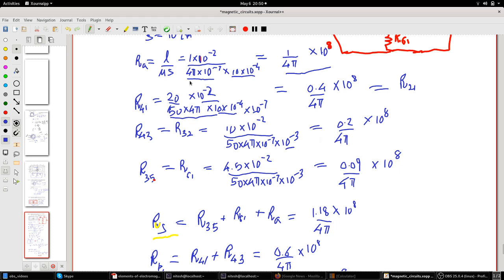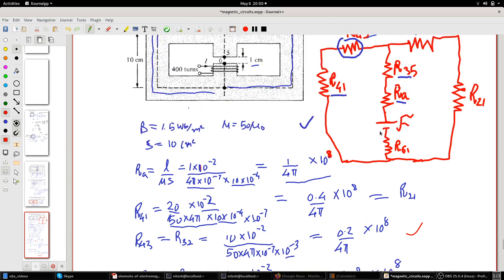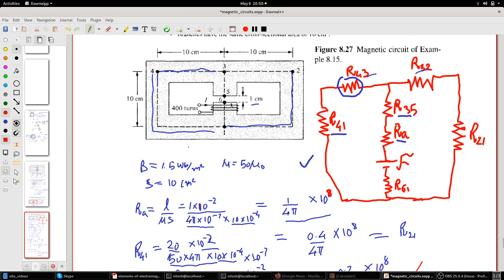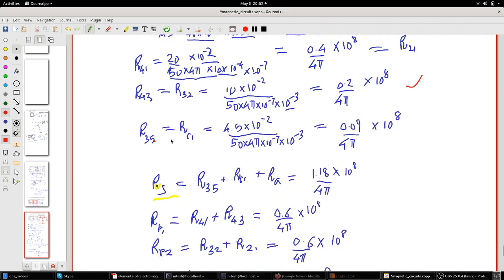So what I get is 0.2 into 0.2 by 4 pi into 10 raised to 8. This is one more value I get, and now the remaining one is this part, near to the coil. So this part, the length is 4.5 centimeters. For this part, the length is 4.5 centimeters. So I will get R35, which is same as R61, which will be equal to 4.5 into 10 raised to minus 2 divided by mu s. Mu s will be the same thing, and you will get a value of 0.09 into 10 raised to 8.